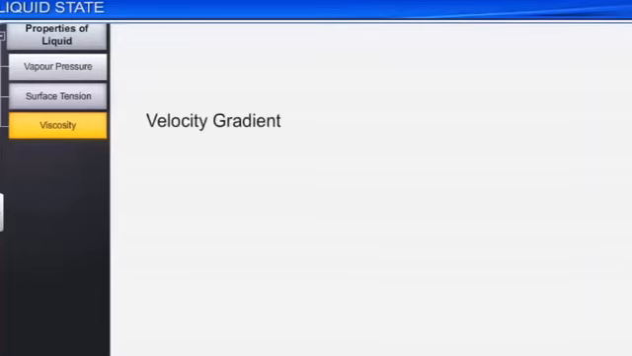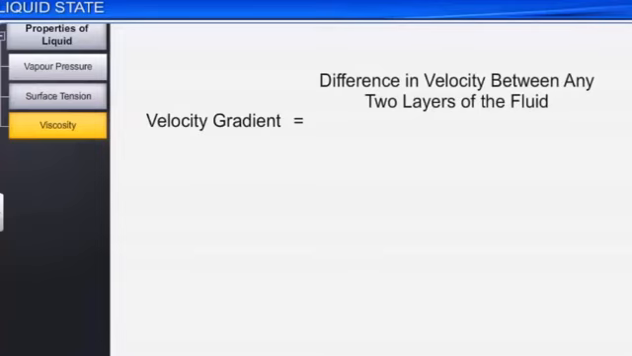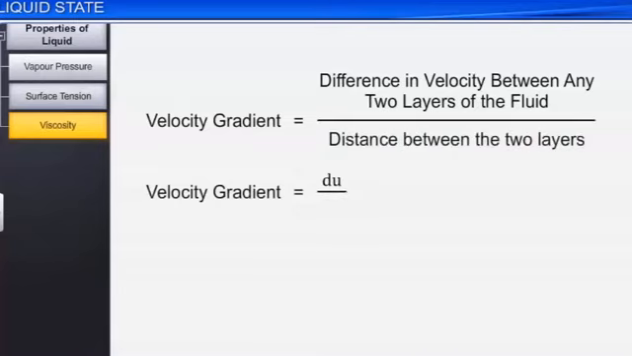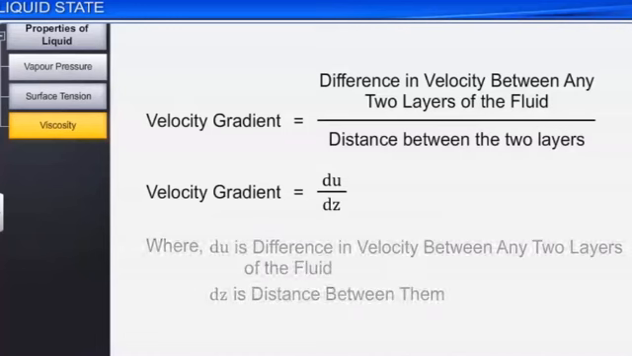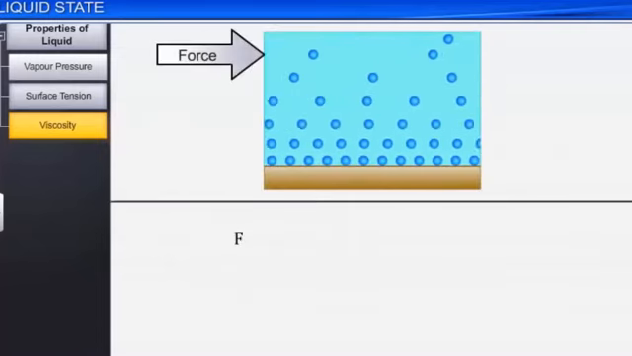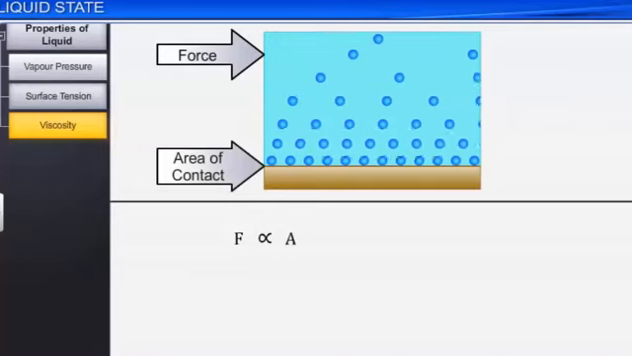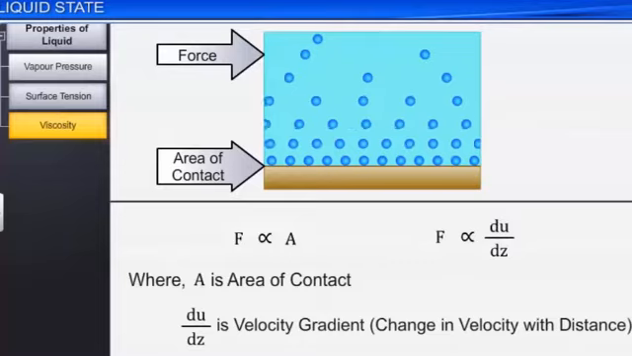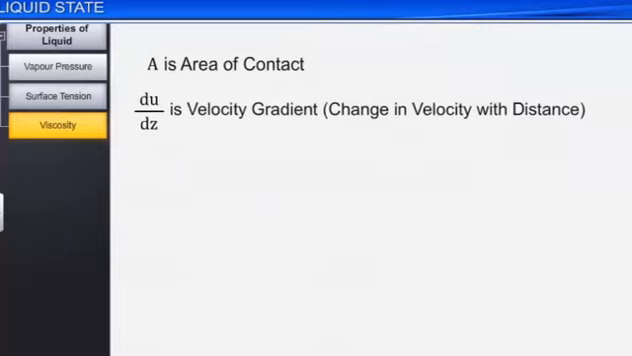The velocity gradient is calculated as the difference in velocity between any two layers of the fluid, represented by du, divided by the distance between them, represented by dz. The force required to maintain the flow of layers is directly proportional to the area of contact of the layers and the velocity gradient. This implies that the force required for maintaining the flow of layers is a function of the velocity gradient and the area of the layers.